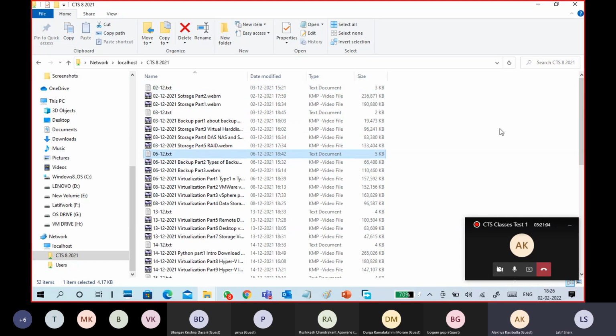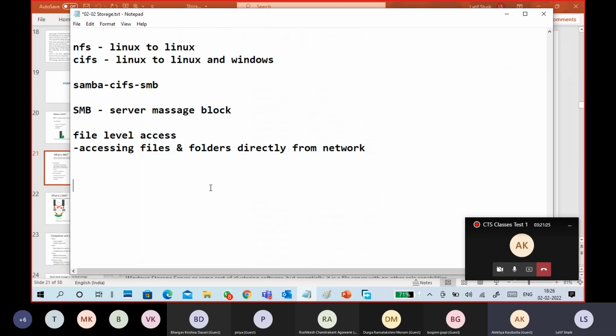Also, I can mount it to my drive. So the data is located somewhere. Normally a sharing folder is located in a central location. I'm accessing the files here directly, and storing files also, file to file. So that is file level access.